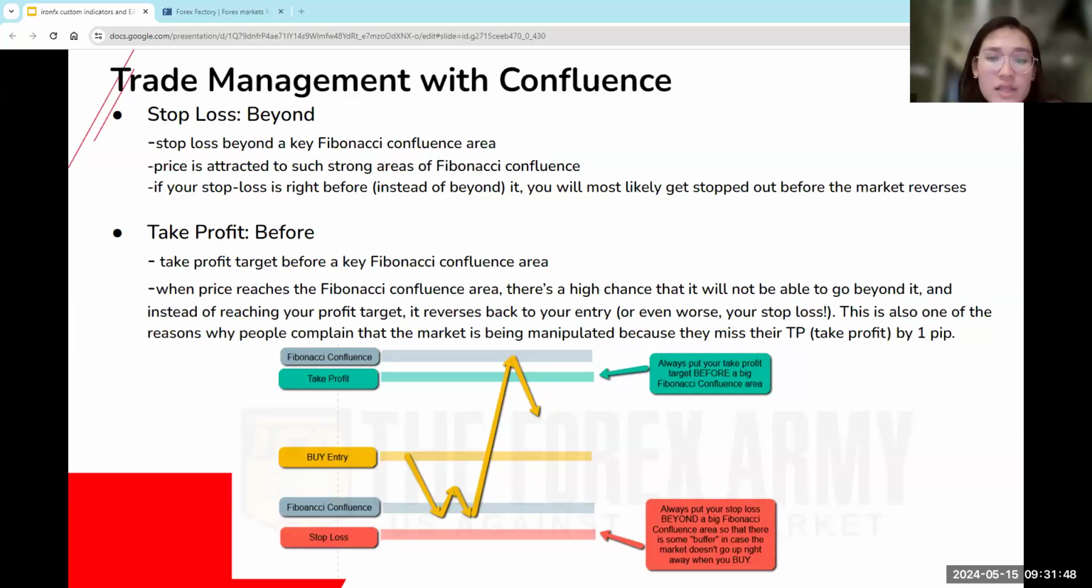beyond a key level. The reason for this is because more often than not, price is attracted to such strong areas of confluence. And if your stop loss is right before instead of beyond it, you'll most likely get stopped out before the market reverses. This is one of the reasons why most people wonder why they got stopped out right when the market starts to reverse and then complain about stop hunting.